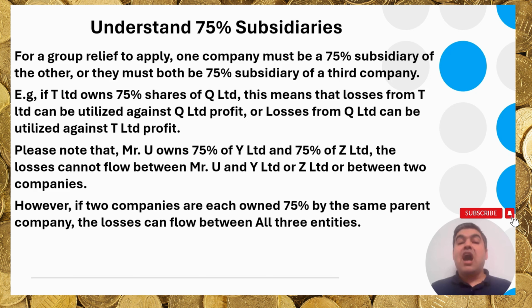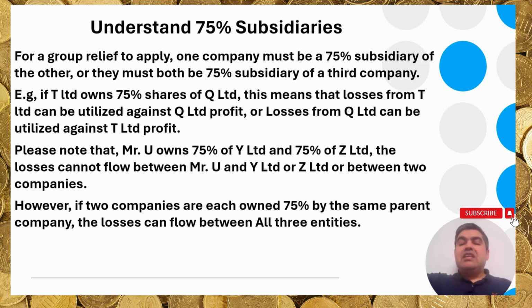So the condition is, if you look at the last line, however, if the two companies are each owned 75% by the same parent company, that's the condition, not by an individual, by the same parent company, then the loss can flow between all three entities. For example, A Limited owns 75% of B Limited, and also A Limited owns 80% or 75% of C Limited. So A and B and C are a part of a group.